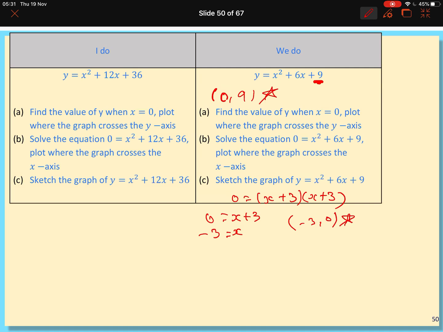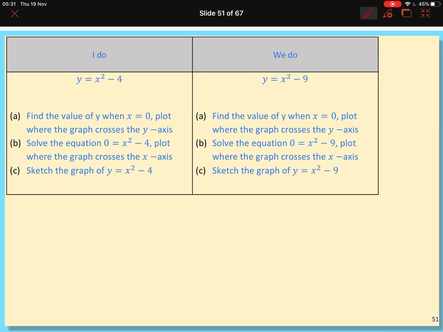So now let's plot our coordinates. This is the one root graph, so it touches at one place. The numerical coefficient is positive, so it's going to be a U shape. Using this information, let's now sketch this graph. That's our answer here. Okay, make sure to pause the video if you want to make notes. We're going to be moving forward now.